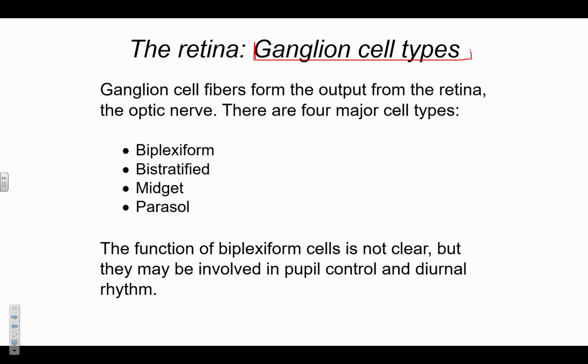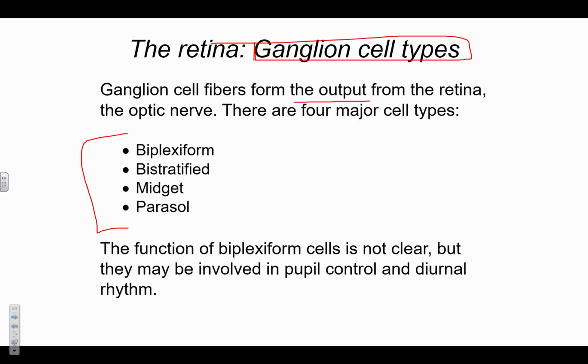Now we need to talk about ganglion cells. These guys are important, right? These are the major output from your retina. It says there are 4 major types. In fact, there are like 20 types of ganglion cells, and they constantly keep adding new types. I am not going to expect you to know all 20 types. Probably not even going to really expect you to know these 4. We're going to know some of them because we're going to talk about them a little bit. So no worries there. You've got your biplexiform, your bistratified, your midget, and your parasol.